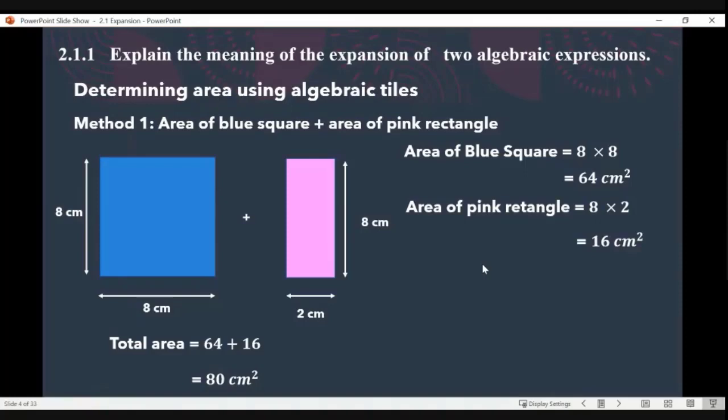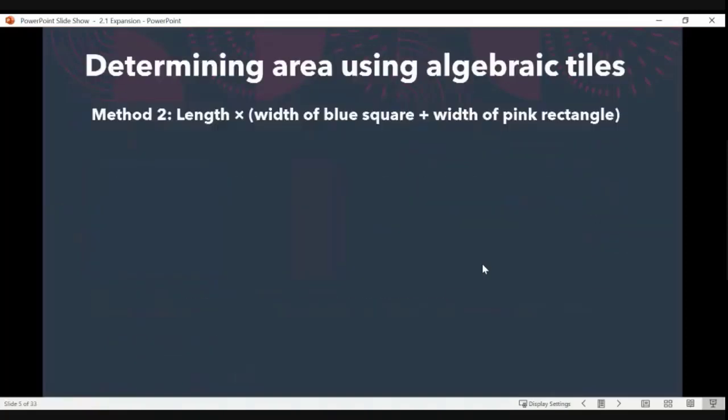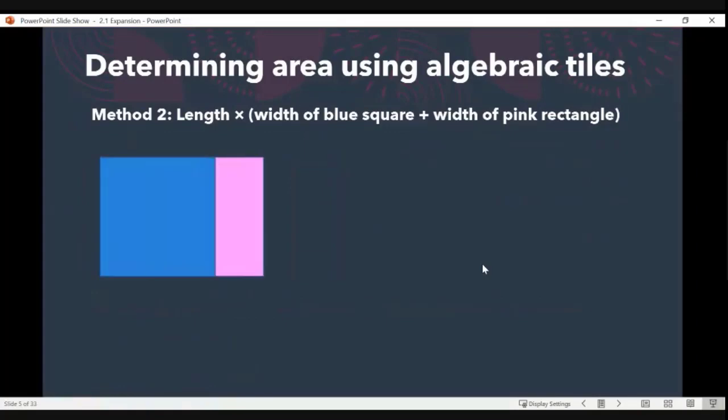How about the second method? In the second method, we use the length times the width of the blue square and the pink rectangle. That means for this one, we join up the two shapes. Before that it was separate; we found the areas separately. This one we join up.